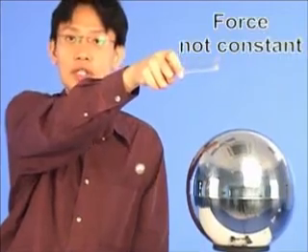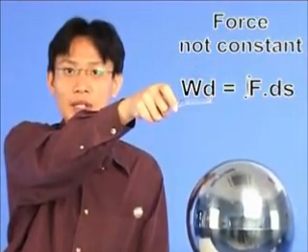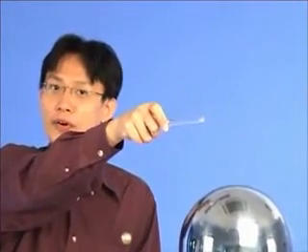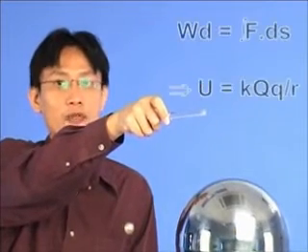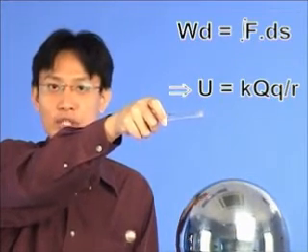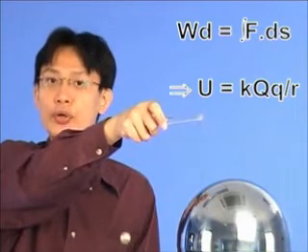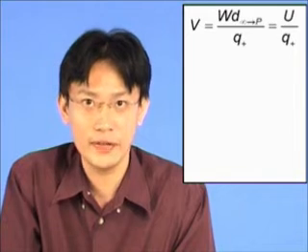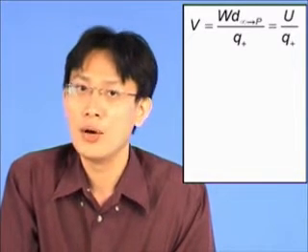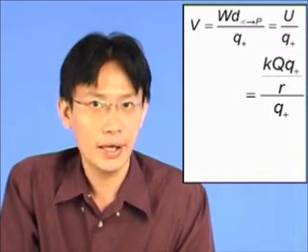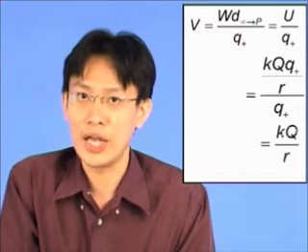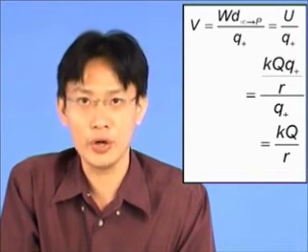Since the force is not a constant, work done will be given by the integral of F ds. By referring to the appendix, you can look at the derivation for the potential energy. The potential energy is given by the formula kQq over r. The potential is defined as the work done to bring a unit positive charge from infinity to the point. Since potential energy is given by kQq over r, we can cancel out the q to get potential V equals kQ over r.